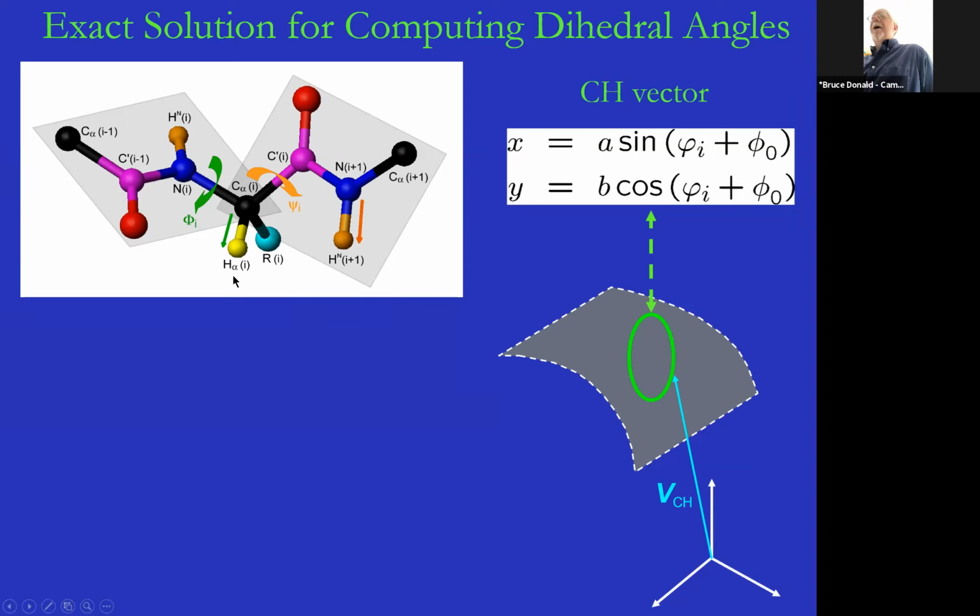So what I can do is write down the possible orientations of this vector as simply a function of my phi bond angle. Now I have some constants in here like phi 0 and A and B.